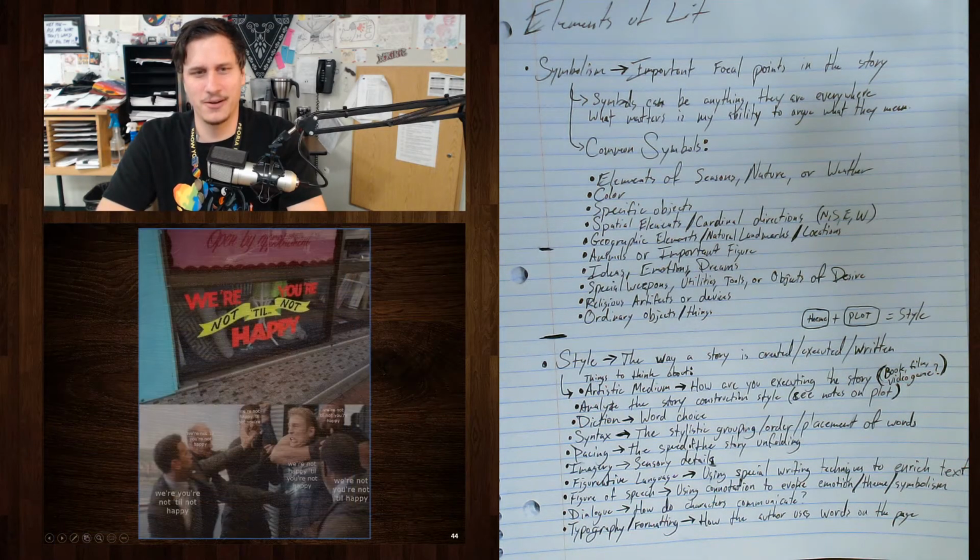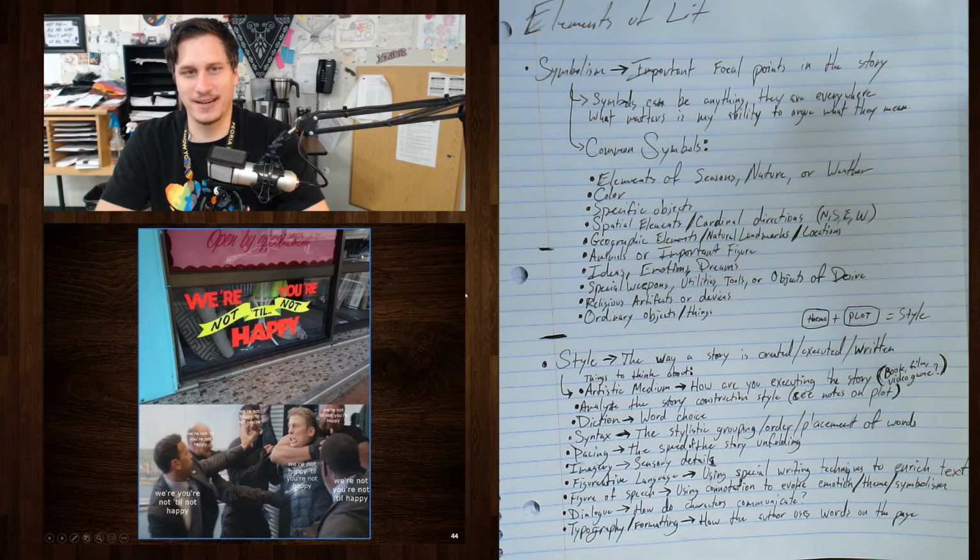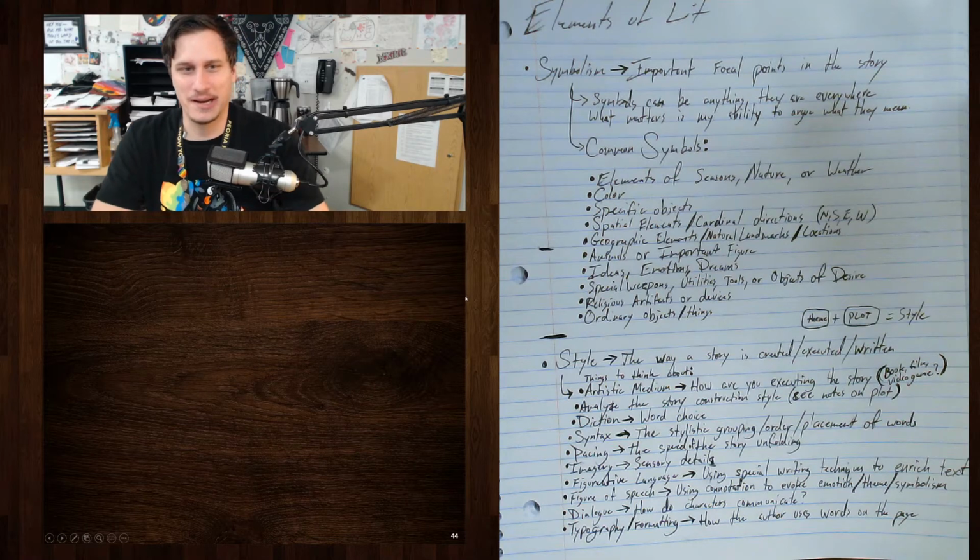I think those are, oh yeah, I have this one. Oh, I love this example because this always makes kids really, really angry. How are you supposed to read that sign? We're you're not till not happy. And obviously it's a joke because you have Captain America here fighting the whole elevator people, and everyone's trying to decide what it is. It's supposed to go like this, if you can see my mouse cursor. We're not happy till you're not happy. But who reads things in a V? I have no clue. Who thought that was a great idea? I don't know. Bad formatting.